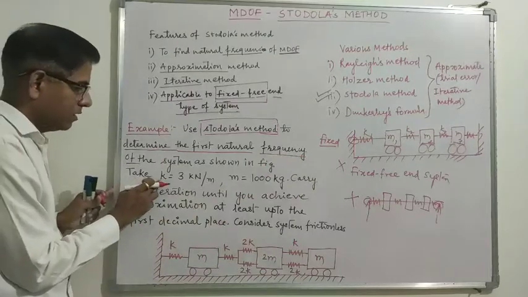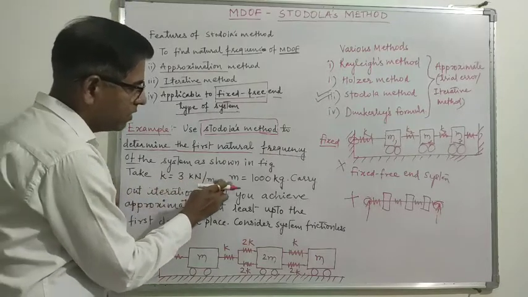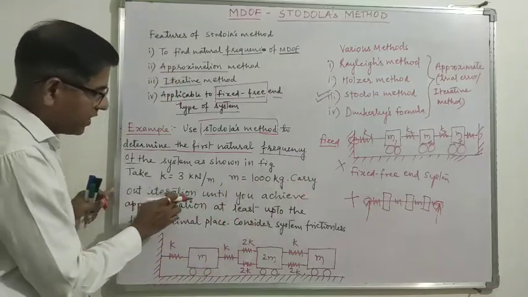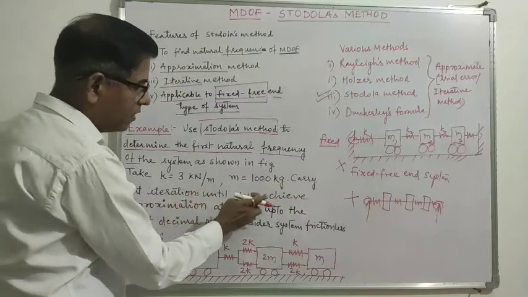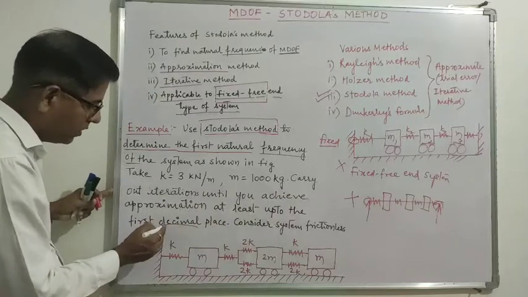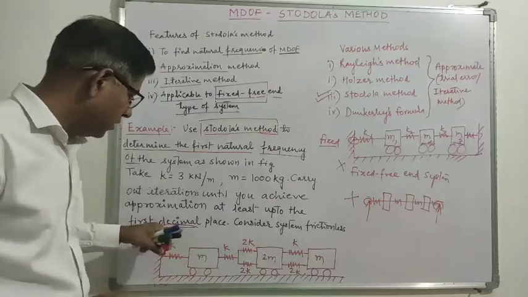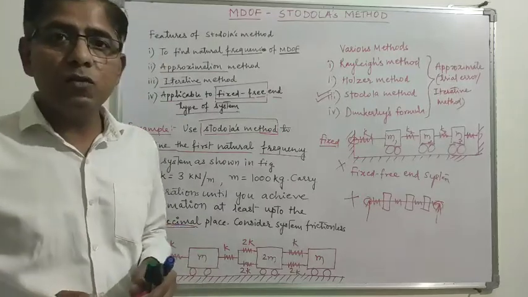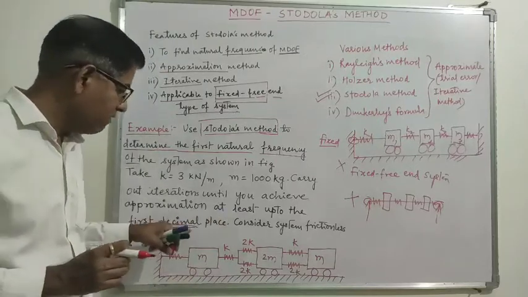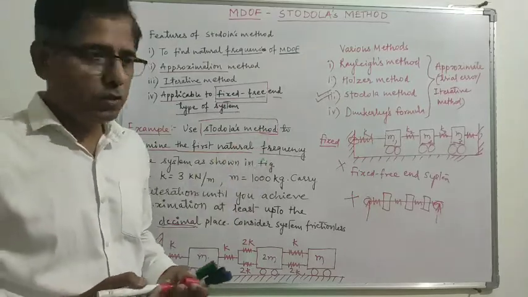Then the stiffness value is given: K is equal to 3 kilonewton per meter. Mass is given as 100 kg. Carry out iterations until you achieve the approximation at least up to the first decimal. So you need to converge your answers till you get the correct values up to the first decimal. How to converge the values up to the first decimal, I will explain while giving the solution to this problem.